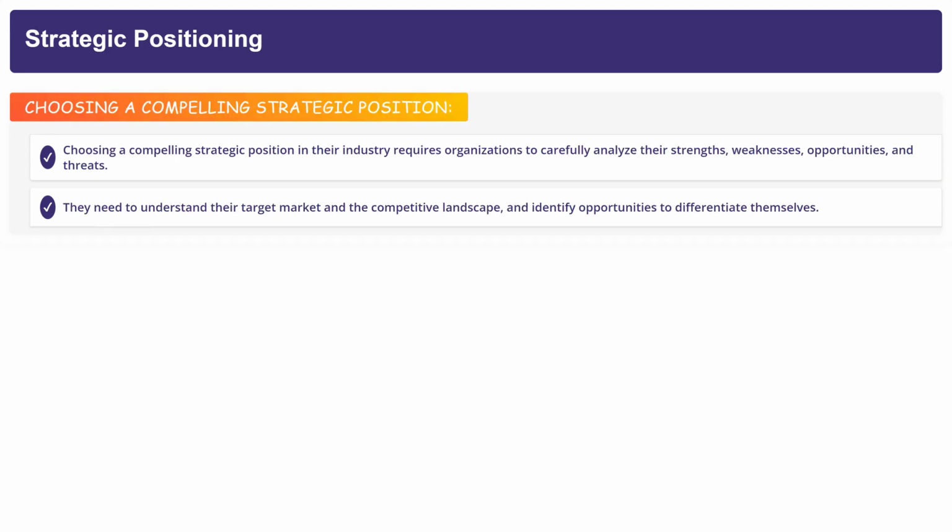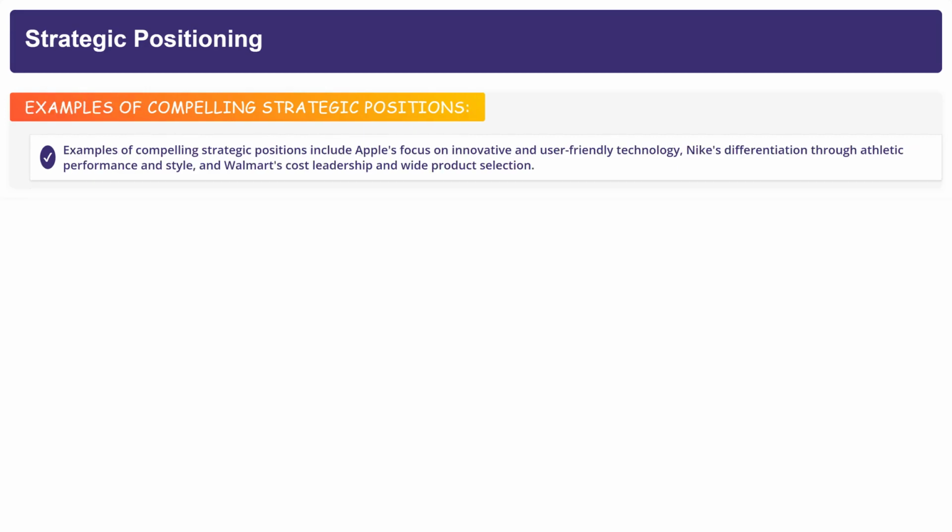Choosing a compelling strategic position in their industry requires organizations to carefully analyze their strengths, weaknesses, opportunities, and threats. They need to understand their target market and the competitive landscape, and identify opportunities to differentiate themselves. Examples of compelling strategic positions include Apple's focus on innovative and user-friendly technology, Nike's differentiation through athletic performance and style, and Walmart's cost leadership and wide product selection.